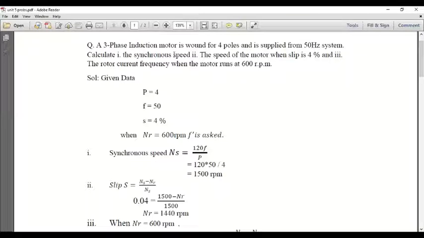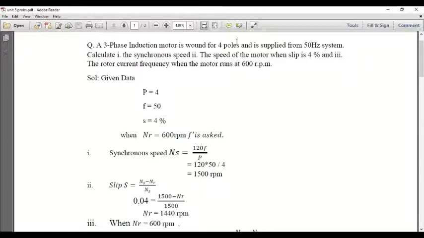So after reading the question, write down the given data. What is the given data? From this question, the number of poles P is equal to 4. The frequency is 50 Hz. And the slip is 4%. At 4% slip, we have to find the speed of the motor. And when the rotor speed is 600 rpm, what is the rotor current frequency? That is the question given here.